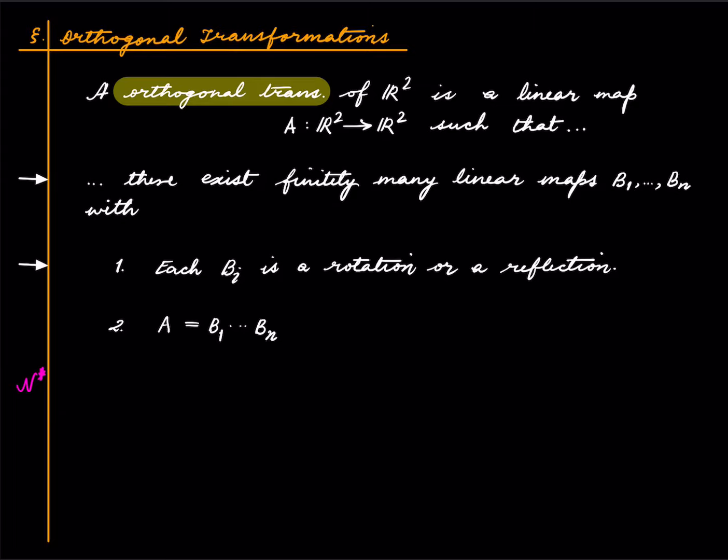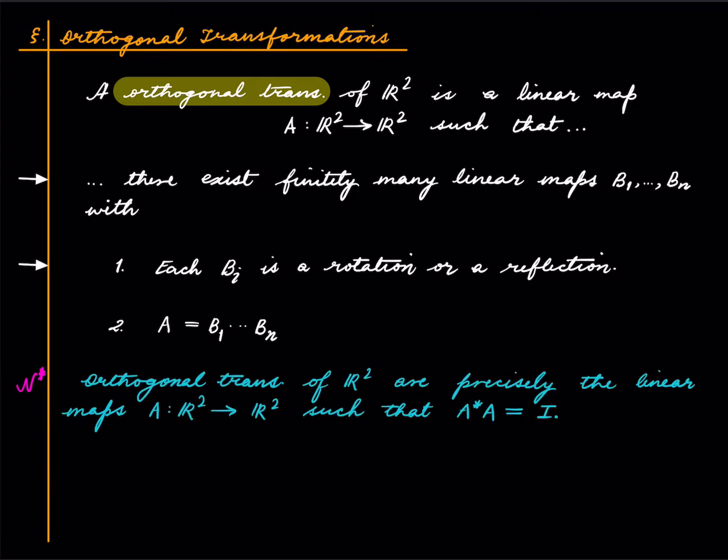And here is an optional remark. You can ignore this if you don't follow it. Orthogonal transformations of R2 are precisely the linear maps A such that A star A equals identity. Now A star is the adjoint of A with respect to the standard inner product. So this is the same as saying that <AX, AY> equals <X, Y> for all X, Y in R2. And these brackets denote the standard inner product.